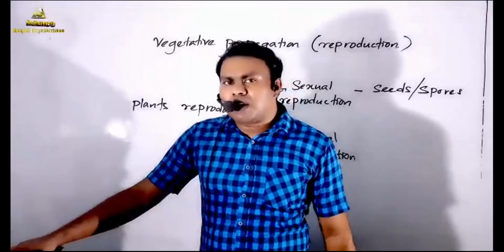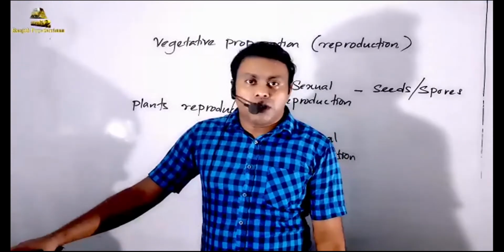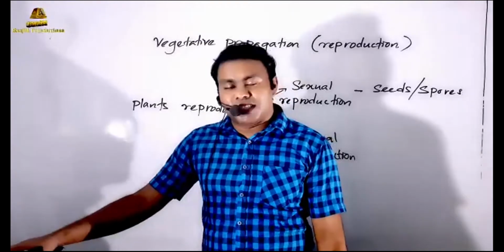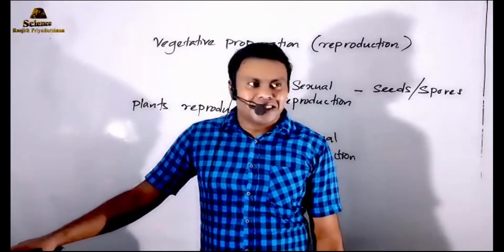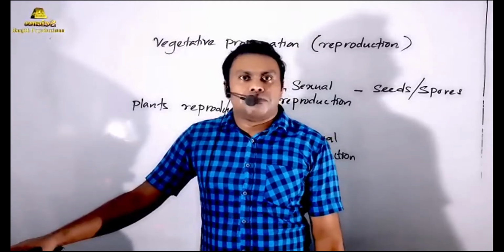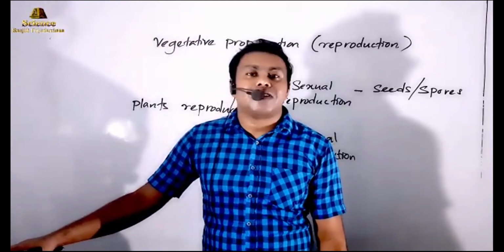There are some plants we can make new plants by the vegetative propagation of roots. Example, bay leaf, curry leaves, breadfruit. They'll need the breadfruit. So we can make new plants like that.